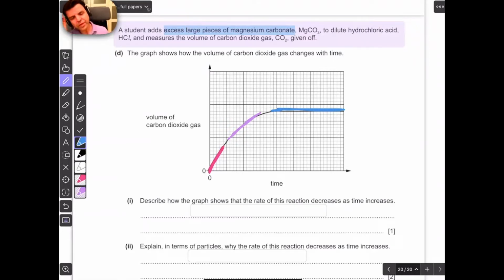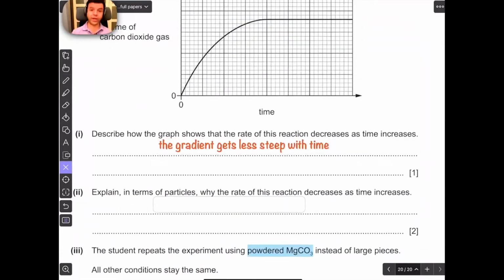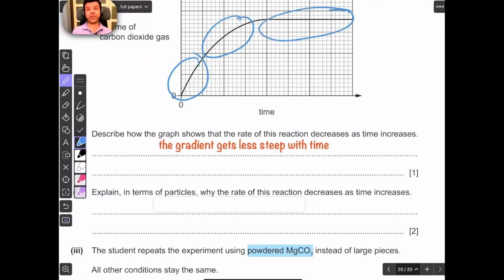The gradient gets less steep. Very good. It decreases. And that tells you what? Tells you that the rate of reaction is getting slower. So that's what I'm going to say. Yes, just that the gradient is less steep with time. Okay. Here's the fastest, here's slowing down, and here the reaction stopping.